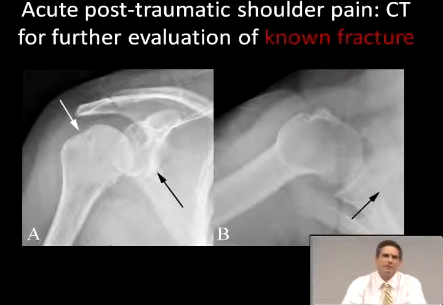And the axial plain film shows discontinuity of the glenoid and an immediately displaced bone fragment, which is also seen on the AP view with the black arrow in A. A little harder to see and harder to pick up there.